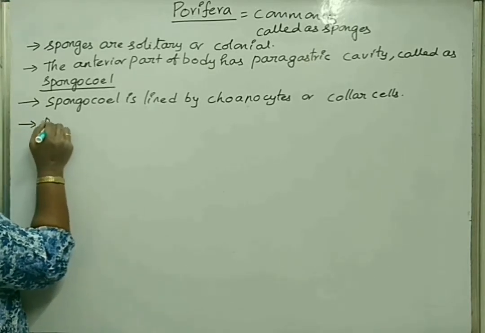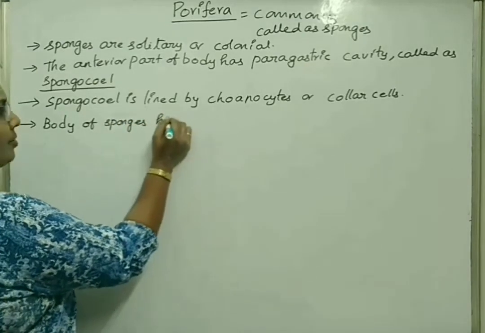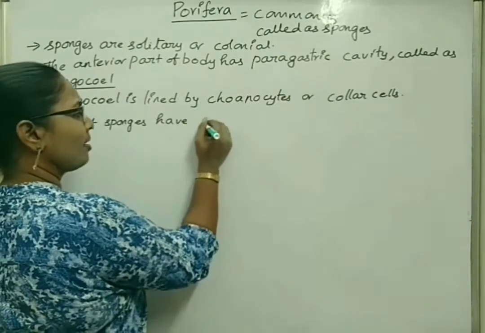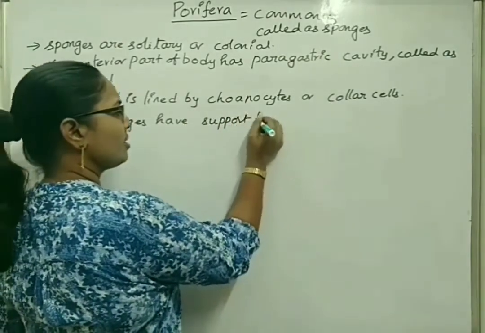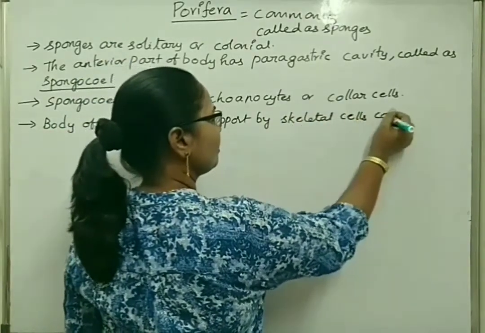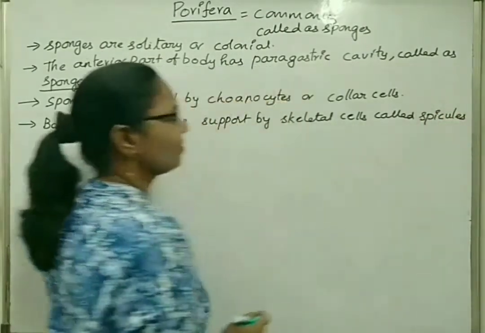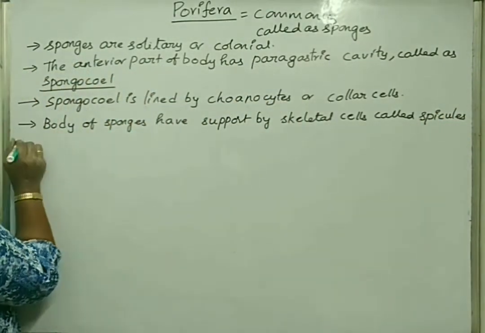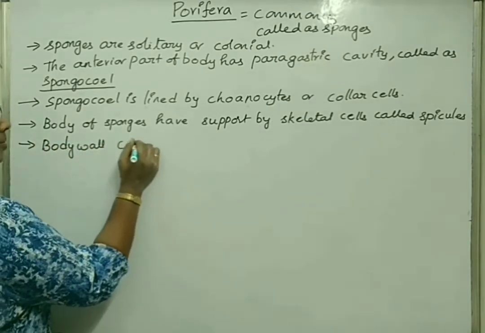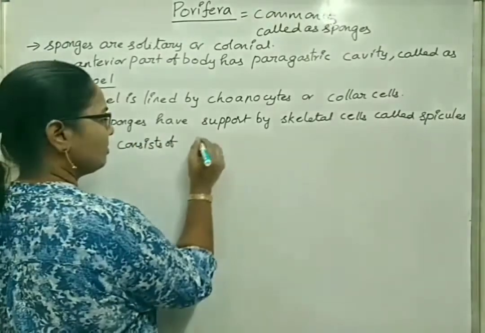The body of sponges has a skeleton made up of spicules, supported by skeletal elements called spicules. The body wall consists of an outer pinacoderm and an inner choanoderm.